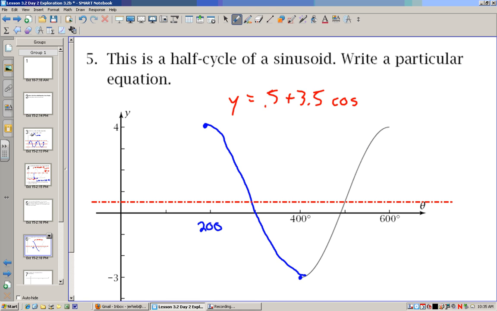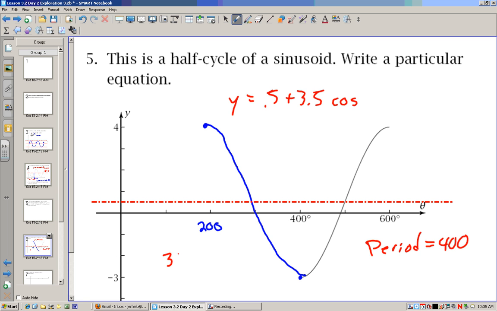Cosine would probably be easier because we have a starting point at the top. Now the period here is 400. So to find out what we shrink by, well, we don't actually shrink. We stretch this out because we went from 360 degrees, which cosine is normally, to 400. So this is going to be stretched out just a little bit.